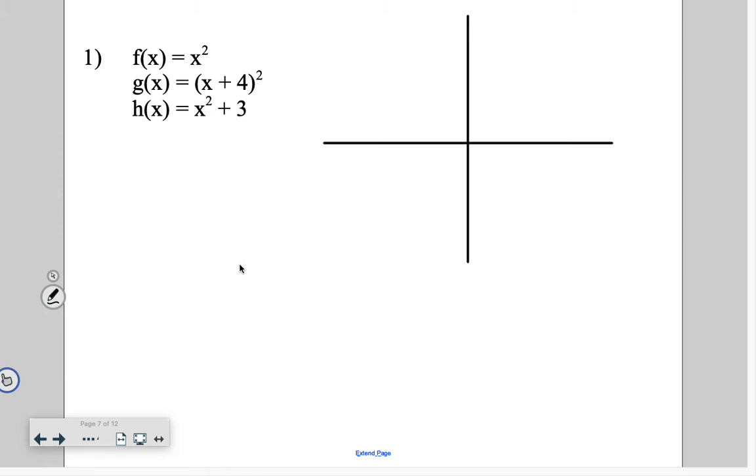So the first one is your parent function, y equals x squared. We can just sketch that in right away. That looks something like that. There's my starting point. There's the origin right there, the vertex.